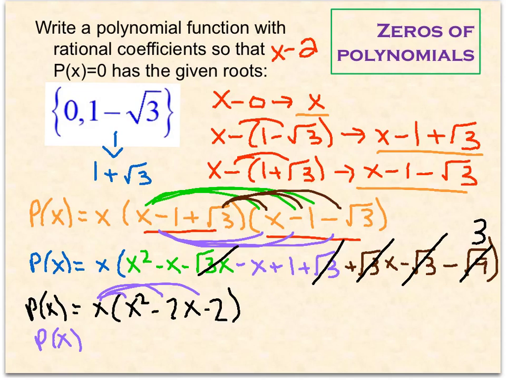So we'll get p of x equals x cubed minus 2x squared minus 2x. And this is going to be my final answer. This is my polynomial function that has the roots 0, 1 minus the square root of 3, and 1 plus the square root of 3. Now notice I have 3 roots and I have a cubic function, which is exactly what I should have based on the fundamental theorem of algebra.